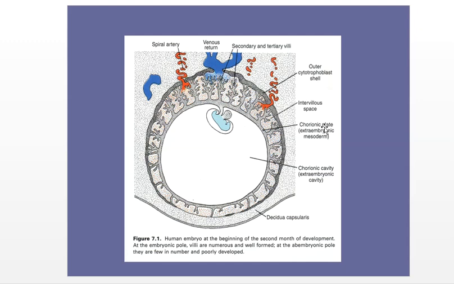And now I want to talk about how the chorion is formed. I want to talk about the formation of the villi and intervillous space in the chorion, and formation of the chorionic frondosum.